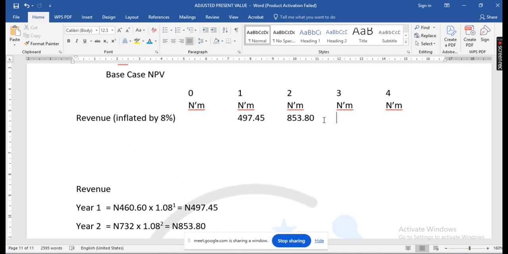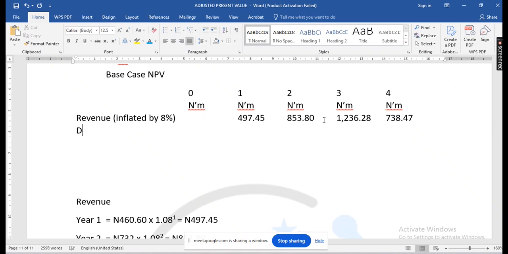So, what is the next inflation, please? The third year is what? What is the third year? Quickly. 1,236.28. Next, what do we have? 738.47.